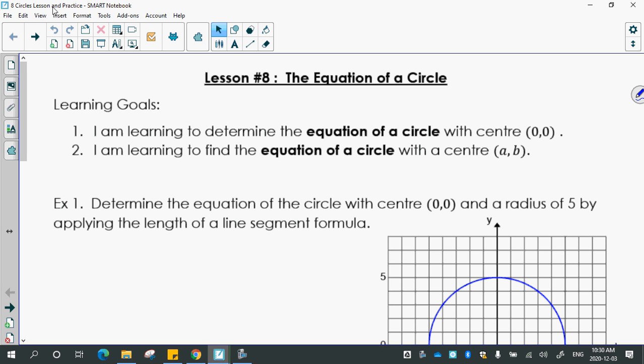So we're learning to determine the equation of a circle with a center of 0, 0. That's the easier version. And then we're going to learn how to figure out the equation of a circle that has a center anywhere. So it can have a center at 3, 4, or -2, -1. That equation's a bit more complicated, but we'll all get there.